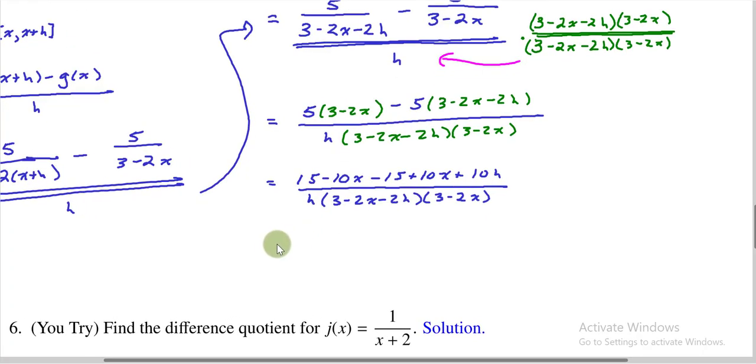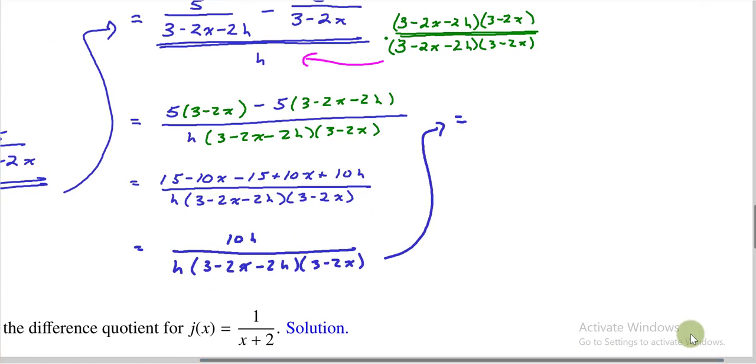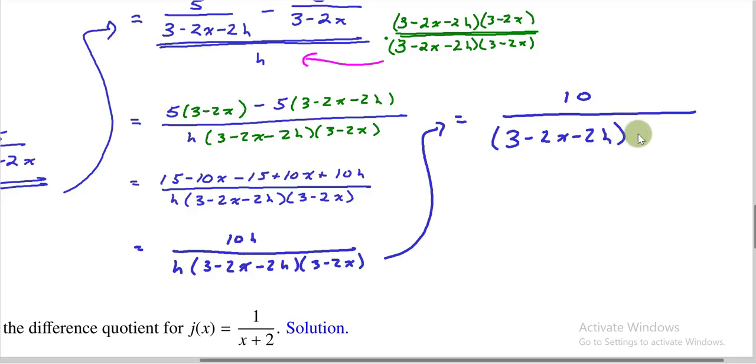And so then as we clean this up, the factors of 15 add out, the factors of 10x add out, and so I'm just left with 10h, all divided by h times that denominator. And now the factors of h divide out, and so I'm just left with the numerator of 10 divided by 3 minus 2x minus 2h times 3 minus 2x. And there it is. We've cleaned it up.